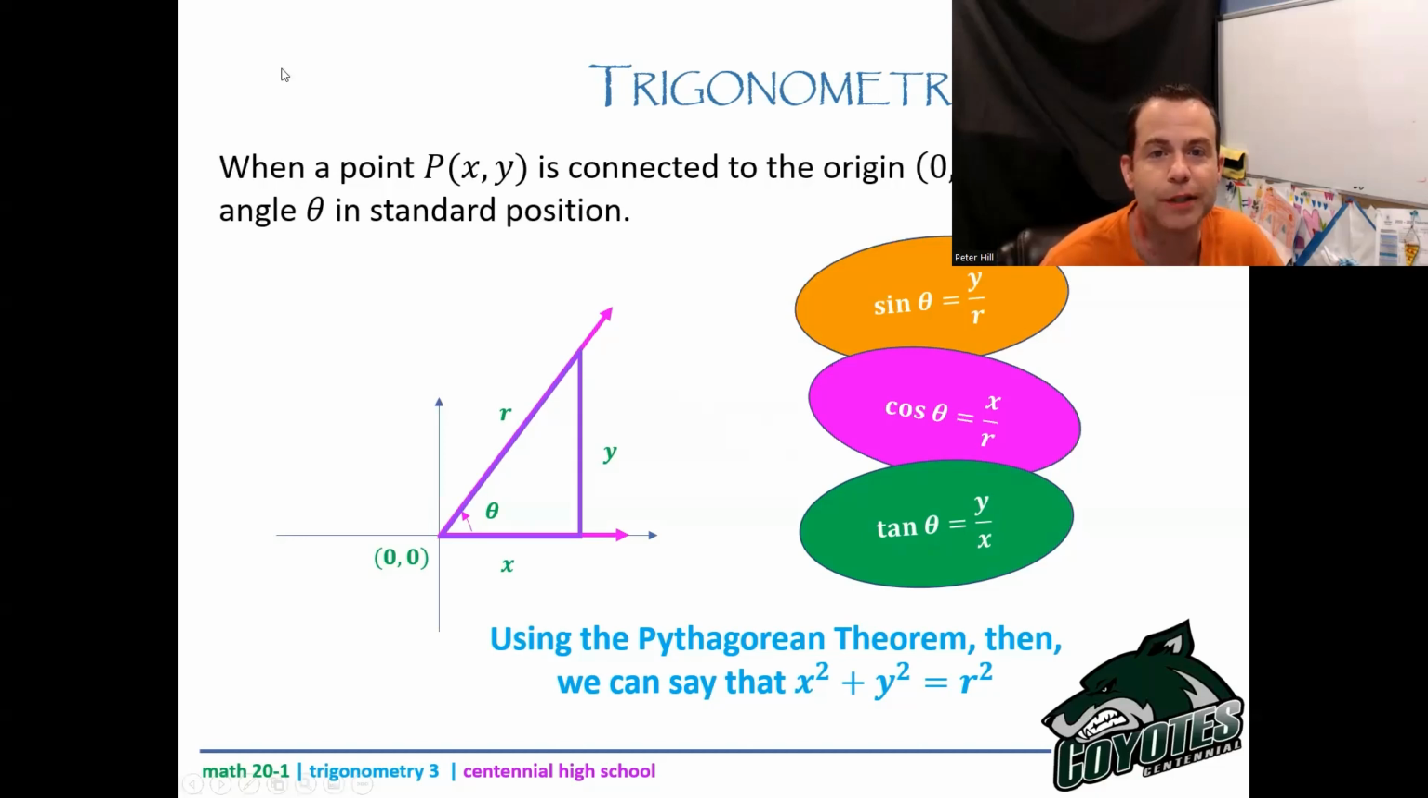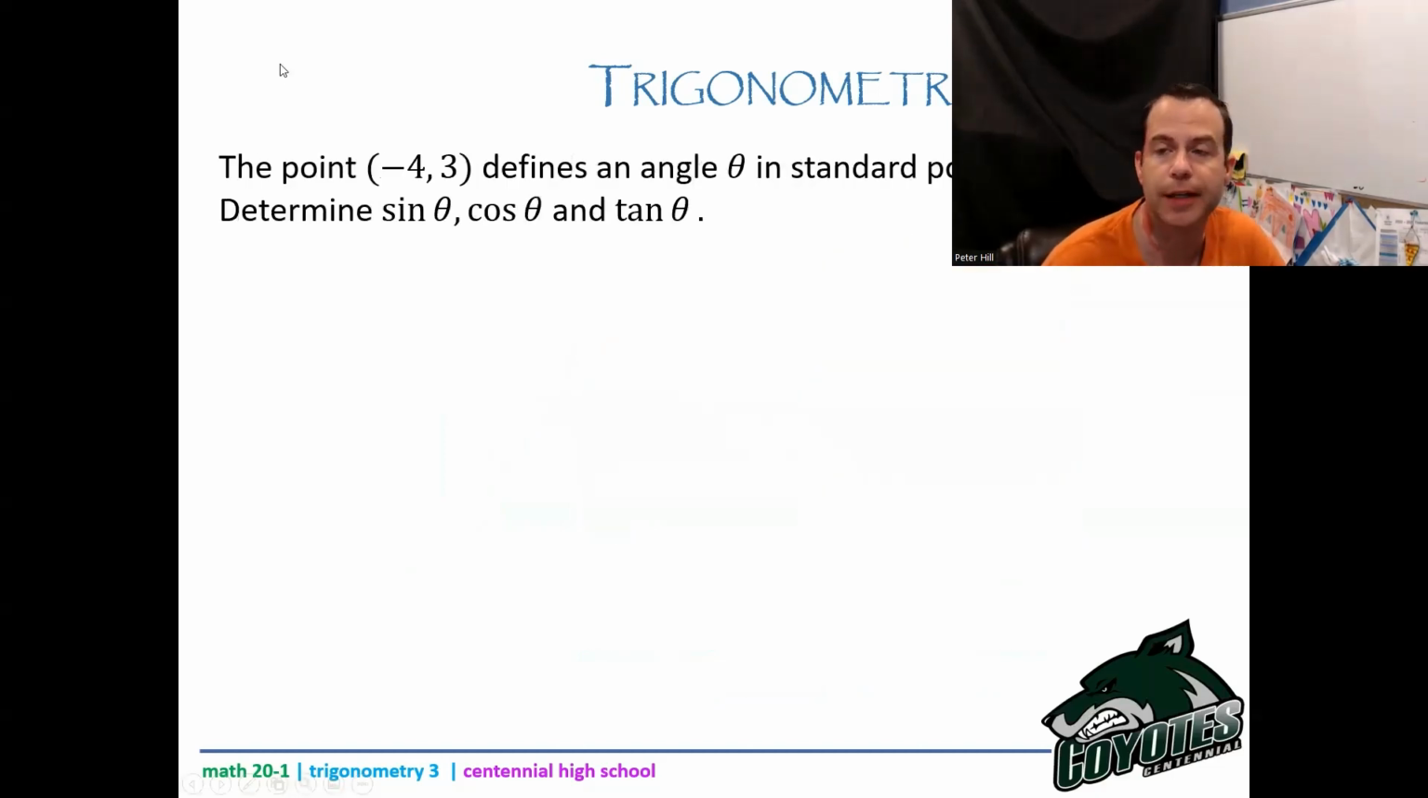Awesome. So let's try it. The point -4, 3 defines an angle theta in standard position. Determine sine of theta, cos of theta, and tan of theta. Okay, so the first thing I want to do is draw the point -4, 3. I know that I'm in quadrant 2 because my x value is negative and my y value is positive. So to get to that point, I have to end up in quadrant 2. So I have a terminal arm in quadrant 2. That's the first thing that you should draw for me.